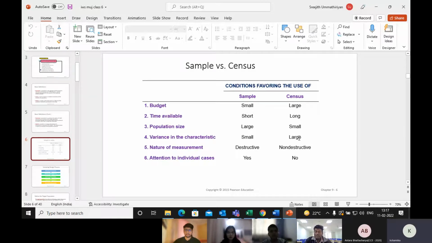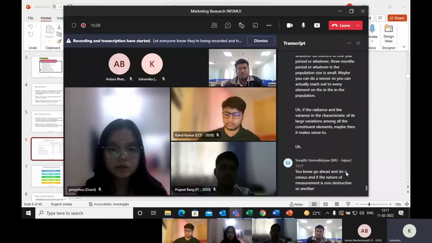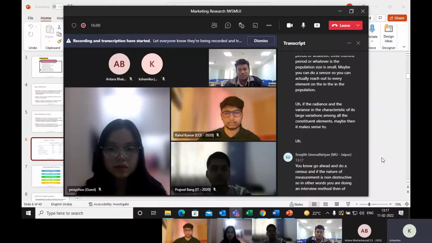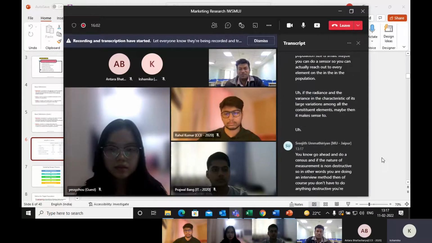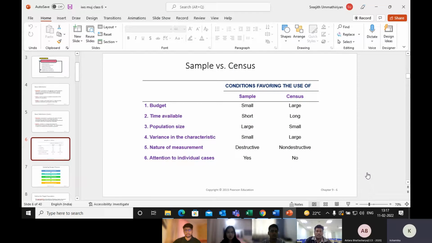If the variance in the characteristics is large, if there are large variations among all the constituent elements, maybe then it makes sense to go ahead and do a census. And if the nature of measurement is non-destructive, say you are doing an interview method, then of course you don't have to do anything destructive. You're just talking to the person. And attention to individual cases: when you have a large number of people, you cannot actually give personal attention to individual cases.